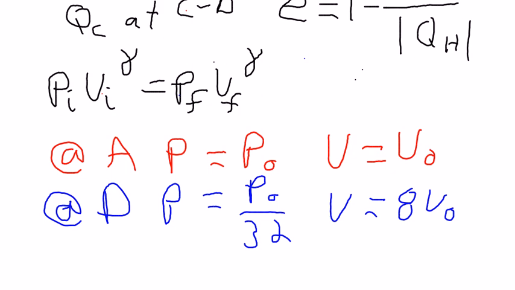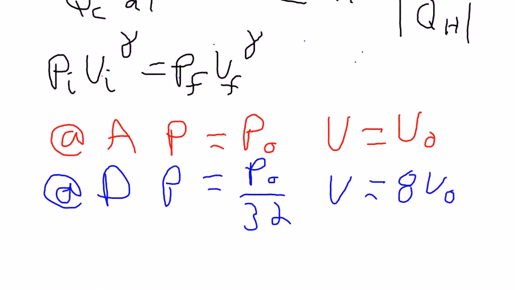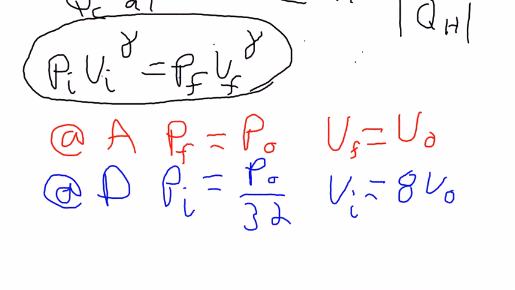If we're looking at D to A, D would be our initial situation, so this would be P initial and V initial, and our A position would be the final, so P final and V final. We can then plug those into our relationship here to determine what gamma is.